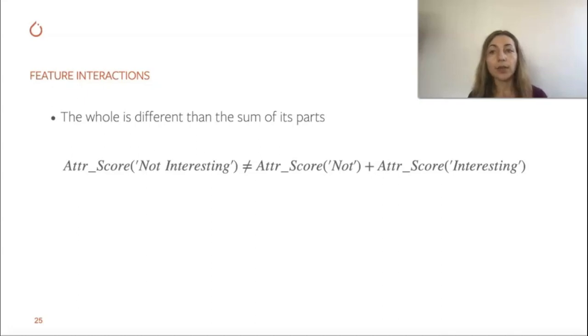The consideration of feature interactions comes into the picture when the attribution of a phrase isn't equal to the attribution of its constituent tokens. In general terms, we say that an interaction is present when the whole is different than the sum of its parts. For example, in this case, the attribution score for the phrase "not interesting" is not equal to the disjoint importance scores for the terms "not" and "interesting".